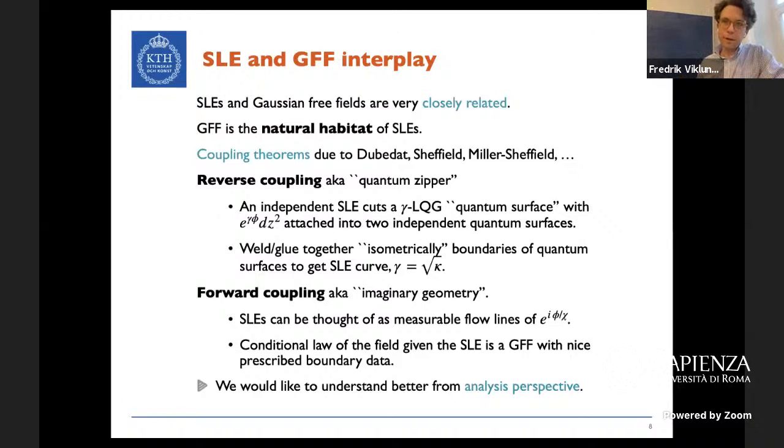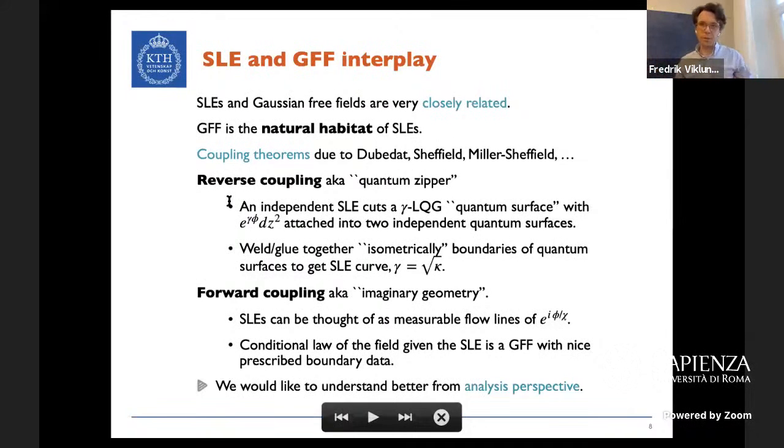And so let me very quickly and informally just try to sketch out how these, there are somehow two main directions where such results go. So there are somehow two main couplings in some sense. So the first, the reverse coupling, so reverse here refers to a version of the Löwner equation, the reverse time Löwner equation, aka the quantum zipper.